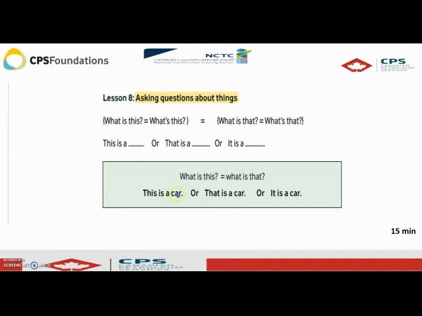This is a car. I'm standing next to the car. My hand is on the car. I'm touching the car. That is a car. The car is standing over there in the parking area. I'm maybe 10 or 20 meters from the car. I'm pointing to that red car over there. Or it is a car.